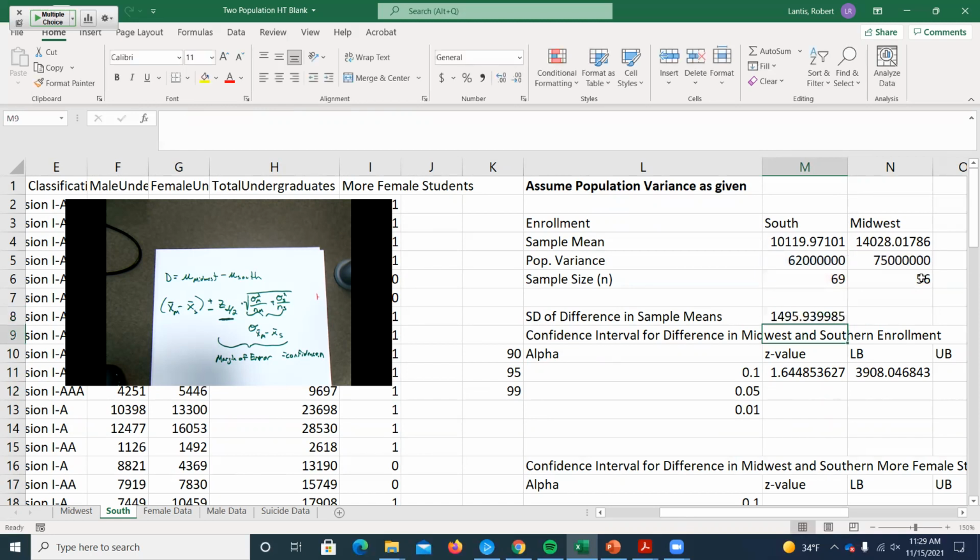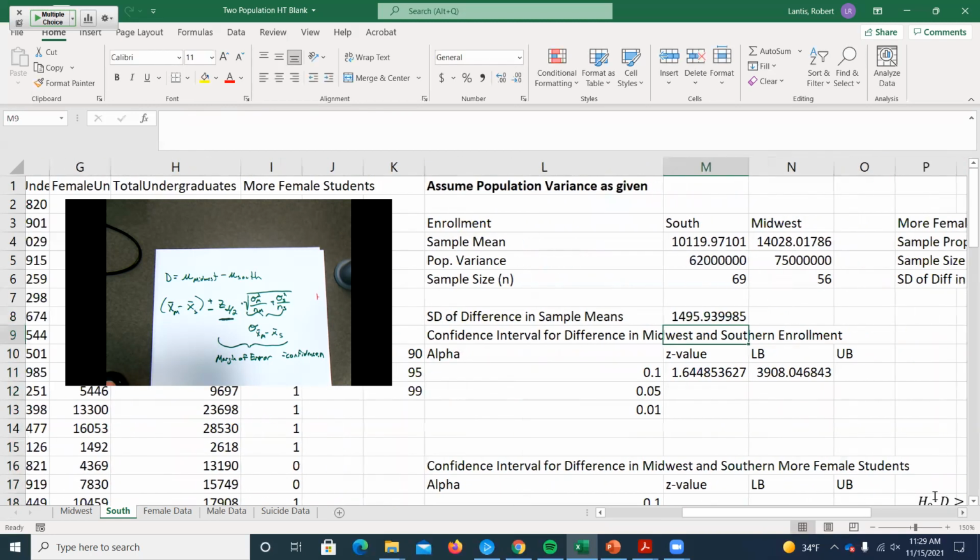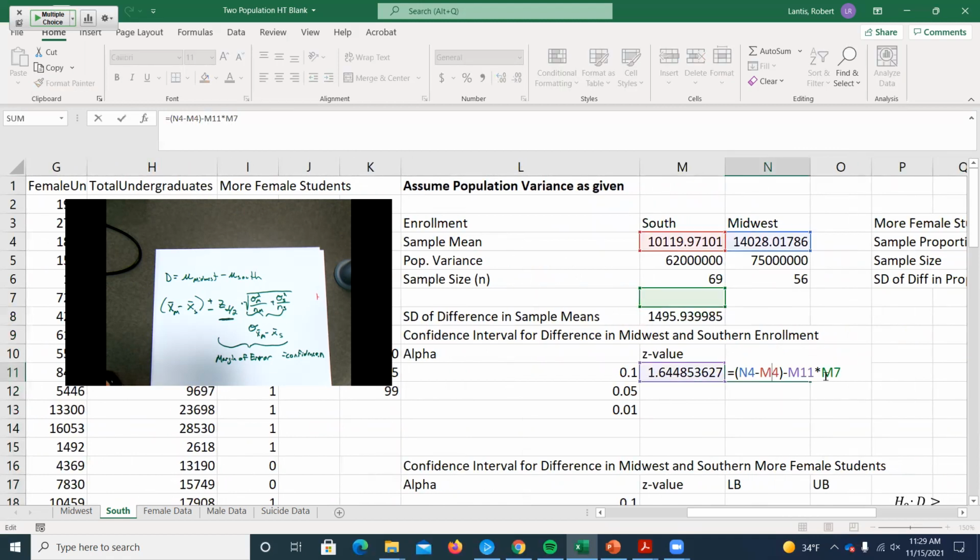Okay. So now let's make sure my cell references are correct. This one I moved, so I don't want this to be here anymore. I want it to be right there, where I had that standard deviation of the difference in my sample means. Okay. So this should give me my lower bound. Now, when I copy this down, I'm going to want everything to change. Once I have my new Z values in here, I want to update that number of standard deviations where I want to go, right?